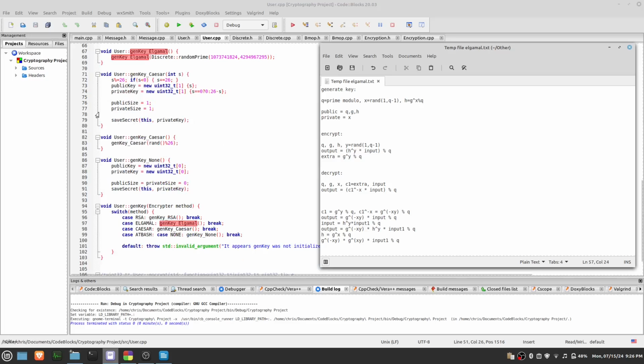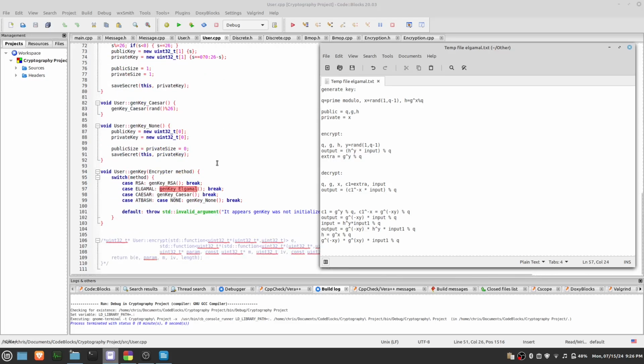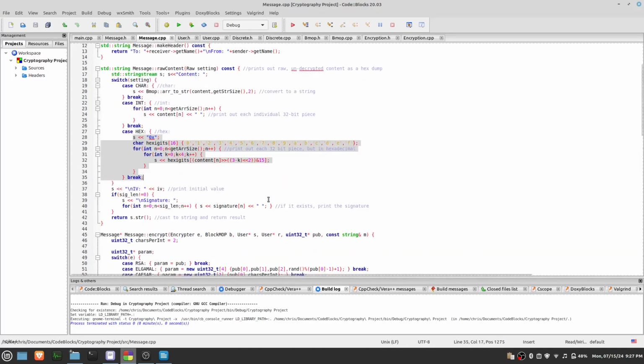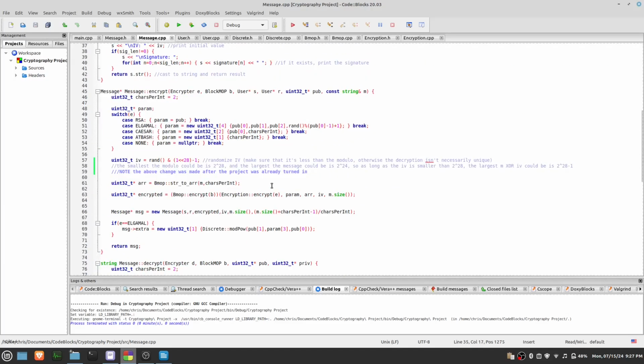Unless it's 0, then it's also 0. But anyways, whatever. And then for none, there's just nothing. But anyways, so that's how we generate the key. And then what does the message do? The message also has encryption, which, yeah, so literally you determine the parameters for encryption.